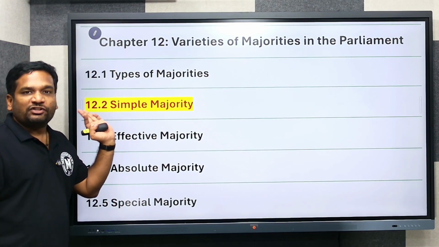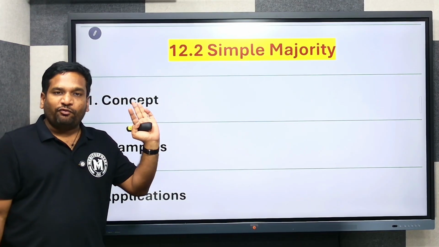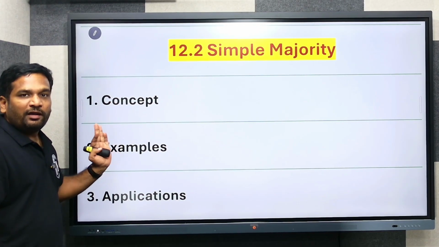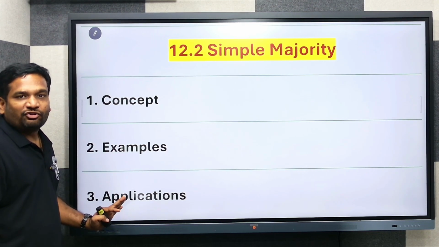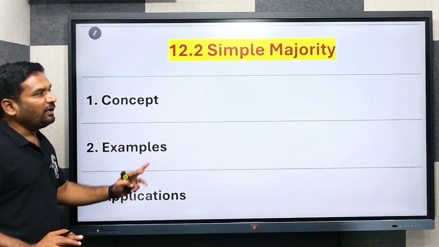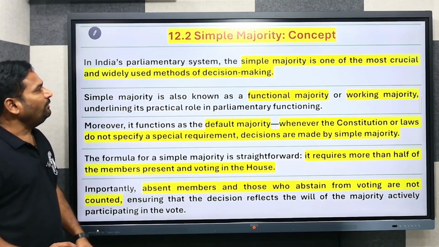Now we are entering section 12.2, that is simple majority. For every one of the 4 majorities, we are going to cover the conceptual understanding, the formula and examples, and then the applications. So what are the applications of each of these majorities, we are going to look into. The concept of the simple majority, just go through this slide.